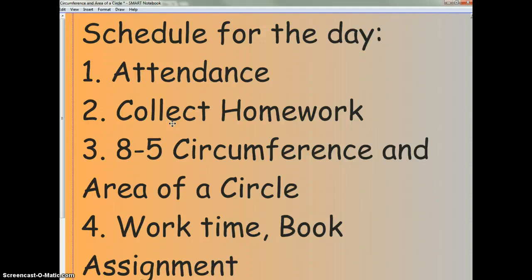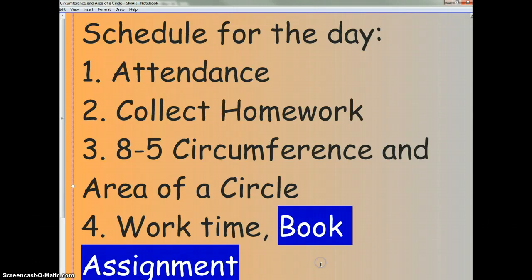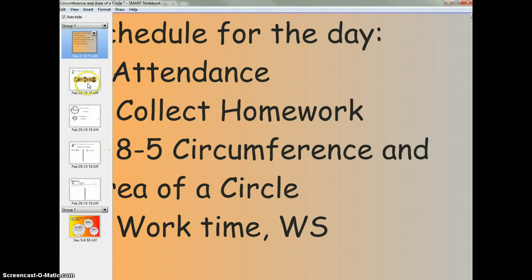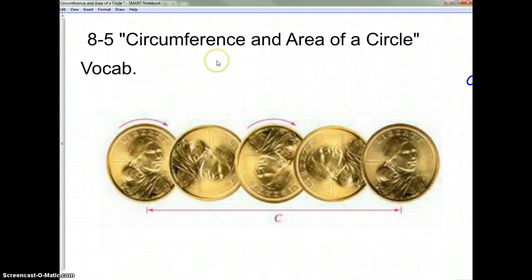Today's lesson is on 8.5, circumference and area of a circle, and you'll have plenty of time today for your assignment, and it is a worksheet, not a book assignment. Okay, so let's go ahead and get started. Okay, circumference and area of a circle.